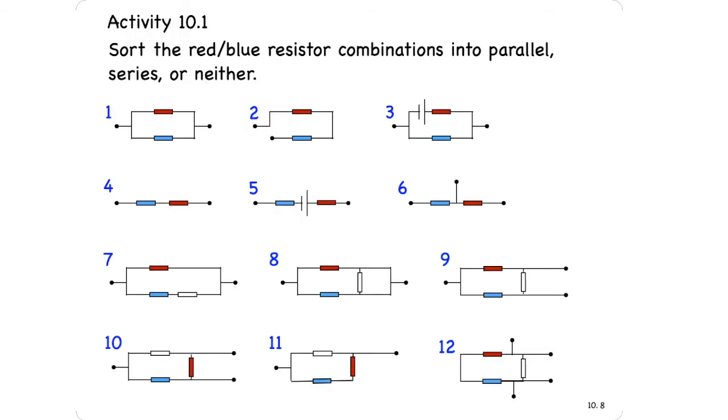So with that in mind, I would like you to consult with your neighbors and see if you can categorize each of these 12 resistor networks in terms of whether the red and the blue resistors are in parallel, series, or neither. These white resistors are present, but you're not asked about them. They're there, they have some resistance, but we only care about the red and the blue ones when we categorize them.